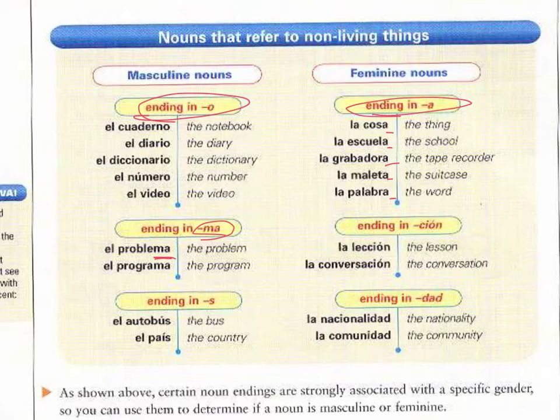All right. Likewise, things ending in S, and if it's not plural, it's usually masculine. So we're going to talk in a second about how to make things plural, more than one. But usually, if it's not plural, but it ends in an S, then it would be masculine. Right? Such as autobús and el país, the country and the bus.